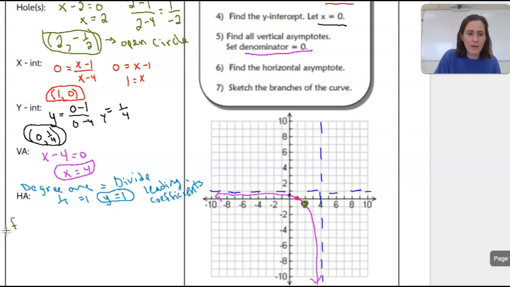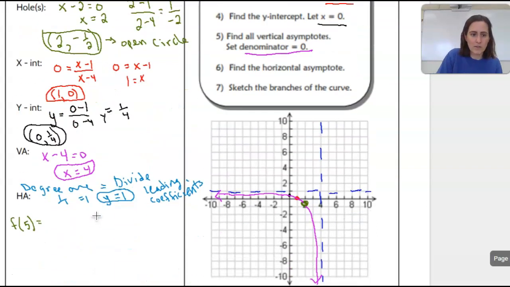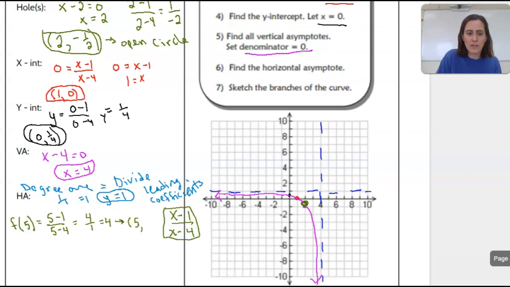So I'm going to do f of 5, and I plug it into that original equation, which was x minus 1 over x minus 4. I'm going to write that over here. So it'd be x minus 1 over x minus 4. And this is what I plug it into. So I get 5 minus 1 over 5 minus 4, which simplifies to 4 over 1. So my coordinate point would be 5, because that was my x-coordinate, and my answer was 4. So I'm going to plot the point 5, 4.